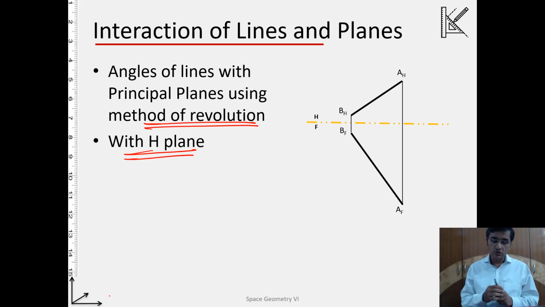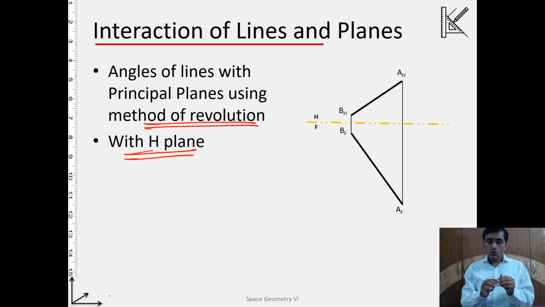Let us say we want to determine the angle of this line with respect to the horizontal plane. So this is the angle that we want to determine. To know this angle, I want to create the edge view of the horizontal plane, because that is the angle between the edge view of the horizontal plane and the true length, where the projection of this line is the true length.